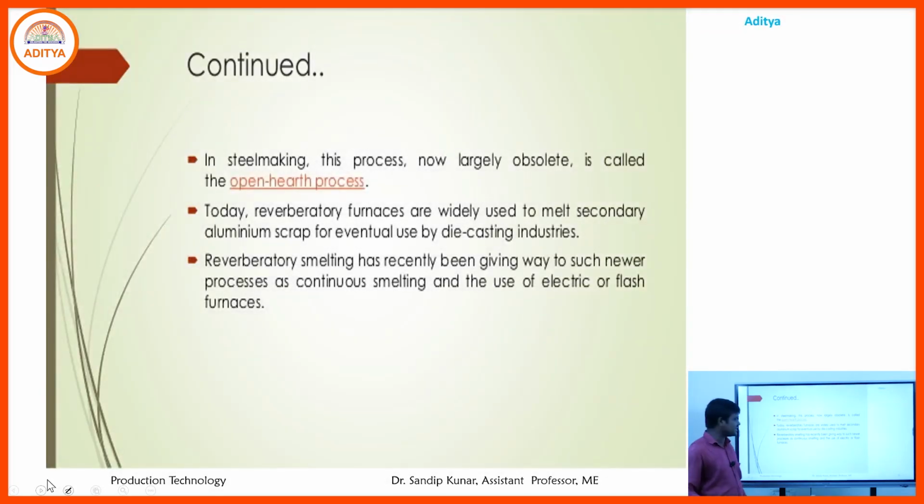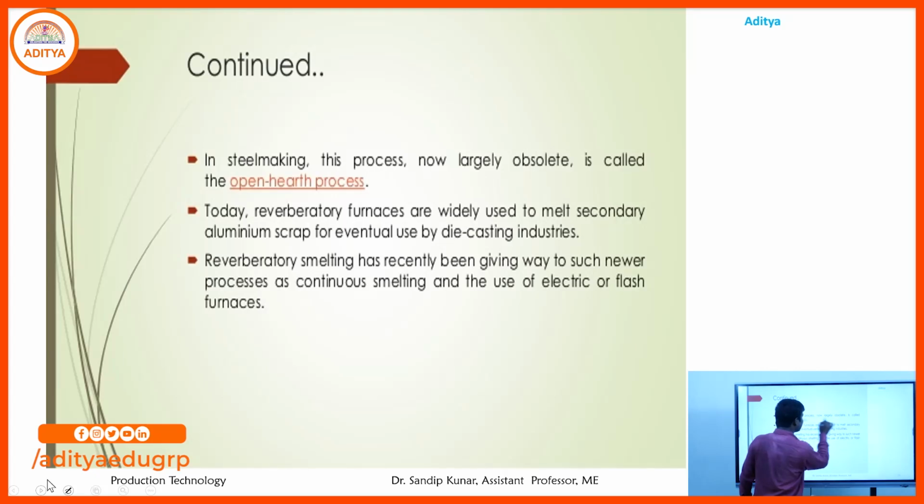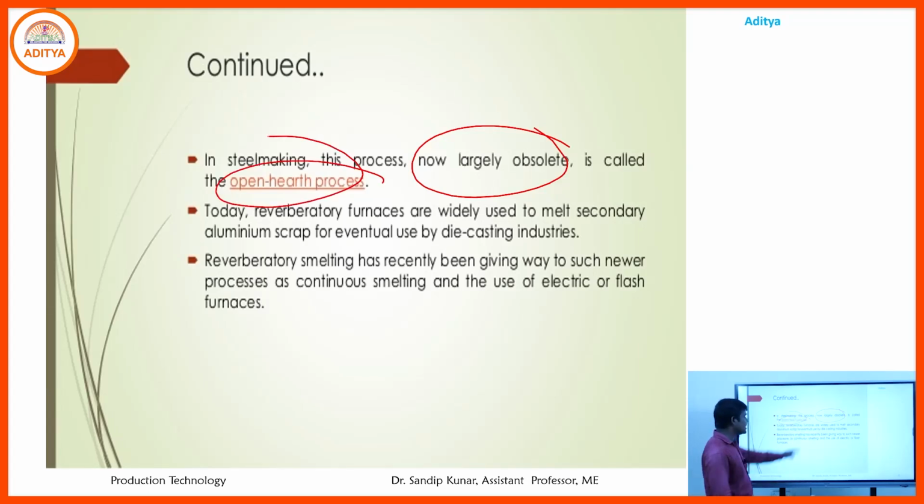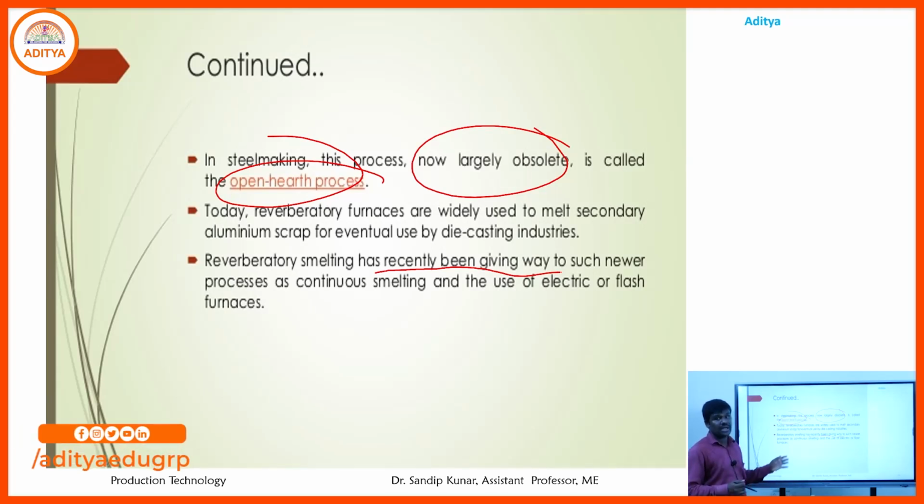Now, in the case of the steel making process, that type of furnace is now largely obsolete, and it was called the open hearth process. Today, generally, the reverberatory furnace is used to melt secondary aluminium scrap. Reverberatory smelting has been giving way to a newer process, continuous melting using electric current.